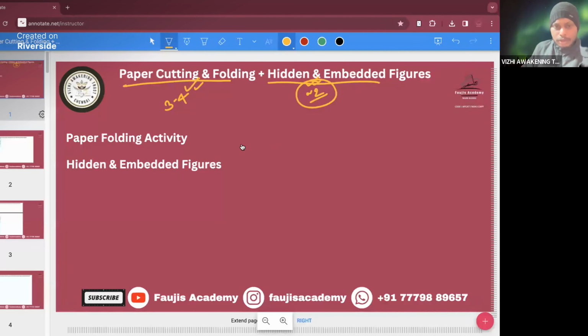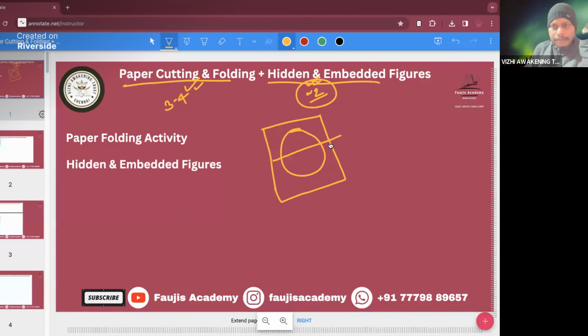Right, guys? So we'll do a small activity. Take out a page, a small paper. In that paper, draw a circle. Before folding, you have drawn a circle. Do it at your own end.